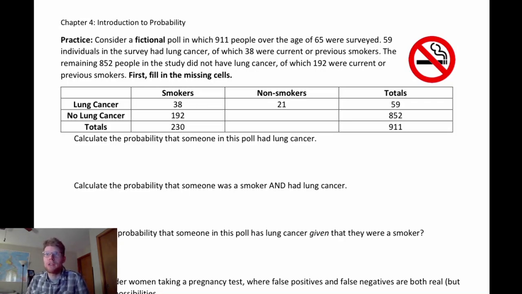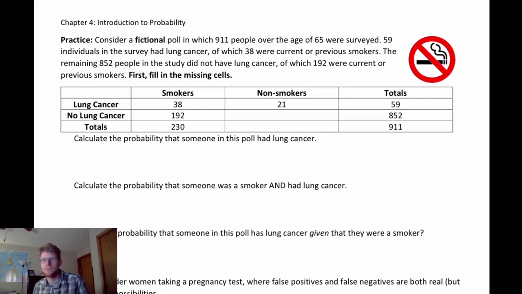So here we have a fictional poll with 911 people over the age of 65. 59 of the individuals in this survey had lung cancer, of which 38 were current or previous smokers. The remaining 852 people in the study did not have lung cancer, of which 192 were current or previous smokers. So first we're going to fill in these missing cells in the table based on the information that we have.